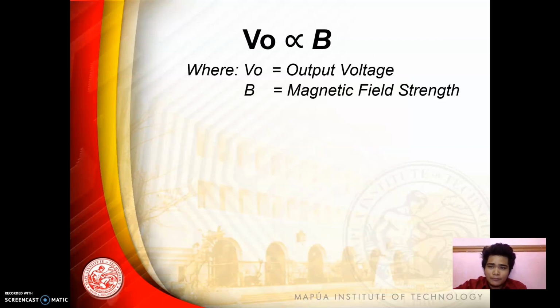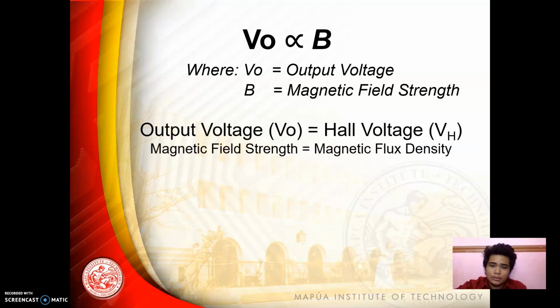As we recall on the first slide, we said that the output voltage is directly proportional to the magnetic field strength. Indeed, it is correct. And this output voltage is also called the Hall voltage, and magnetic field strength is equal to the magnetic flux density. Thus, VH, or Hall voltage, is also directly proportional to the magnetic field strength or magnetic flux density.